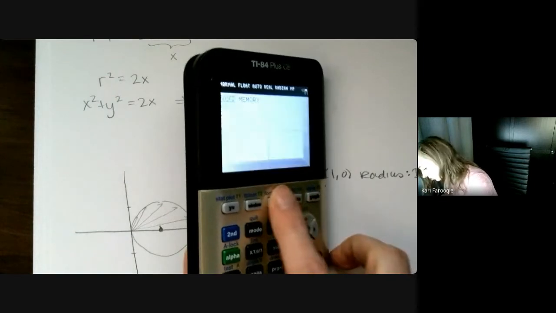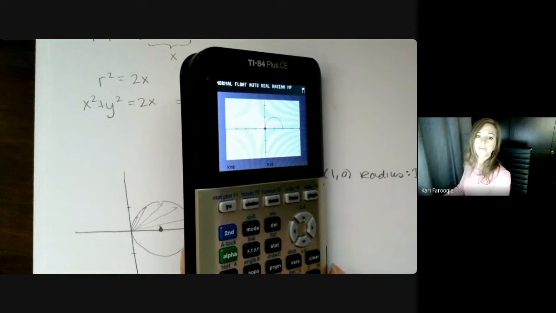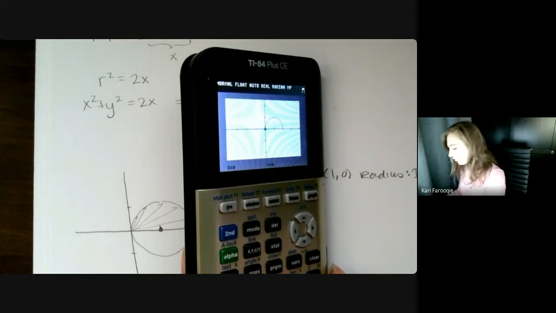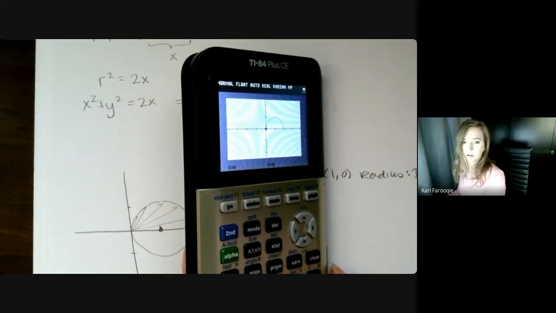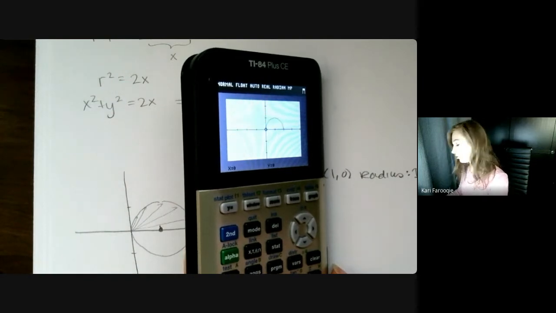You can even zoom in and see this a little bit better. So I hit zoom 5 for zoom square, and then I hit zoom 2 to zoom in. So you can see that this is just the top half of the circle. Well, that's what we were expecting to happen. Now, we could do a couple things to get the bottom half of this circle to generate.